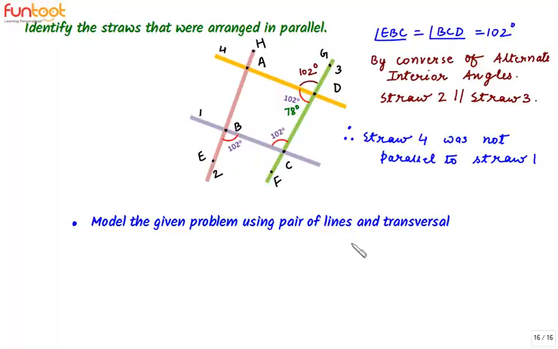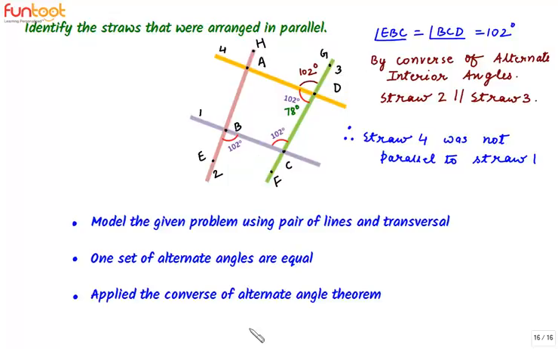Let's summarize what we have learnt in this problem. We solved the problem using pairs of lines and a transversal. In the problem, from the given data, we found a pair of alternate interior angles as equal. That means this angle and this angle. And based on this, we said that straw 2 was parallel to straw 3. We applied the converse of the alternate angle theorem, which states that if any pair of alternate interior angles is equal, then the pair of lines is parallel. So by using the converse of the alternate angle theorem, we proved that straw 2 was parallel to straw 3.